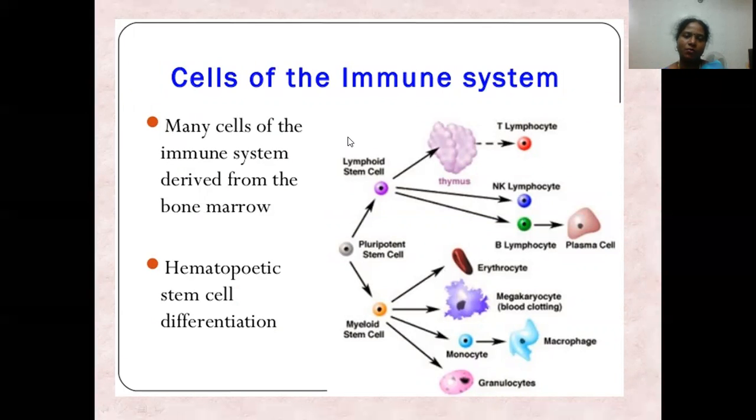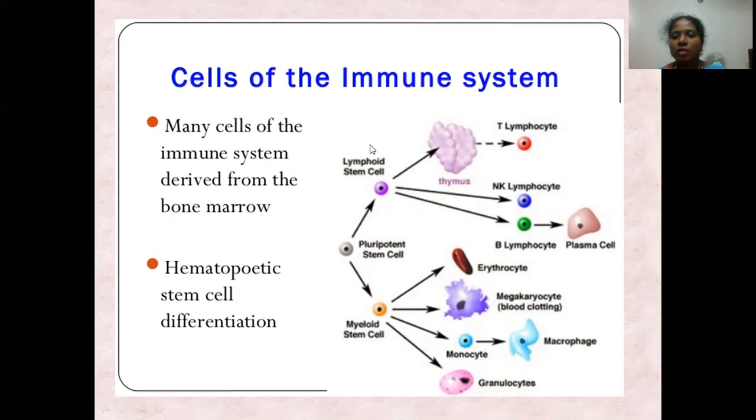Cells of the immune system. Immunology is the study of the immune system, which deals with the cells that are involved in providing immunity to humans. Many of the cells are derived from the bone marrow, especially through hematopoietic stem cell differentiation. First we have the pluripotent stem cell, which differentiates into the lymphoid stem cell, which gives you the T lymphocytes and the B lymphocytes, and also forms the myeloid stem cell. T lymphocytes are produced from the thymus.